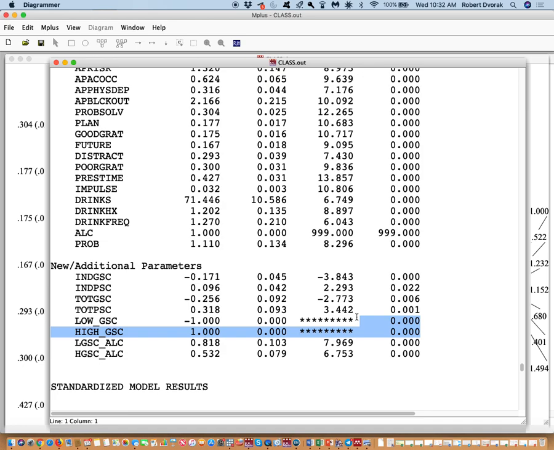This is doing nothing but just setting these values, right? Now, we have these two new values right here. Low good self-control, high good self-control, right? What do these refer to? What are those the slopes of?